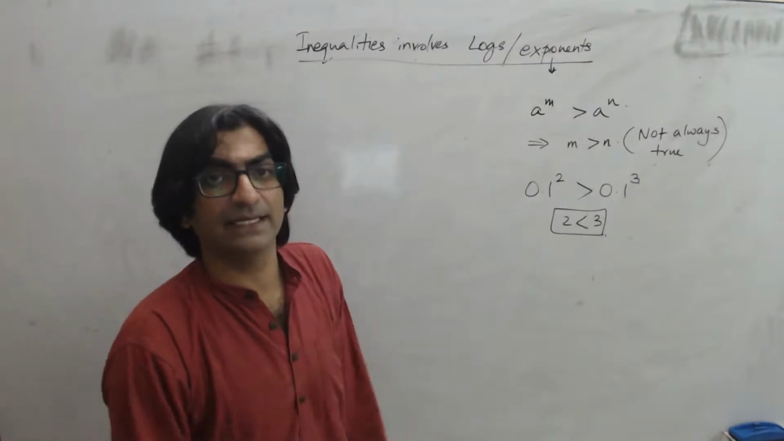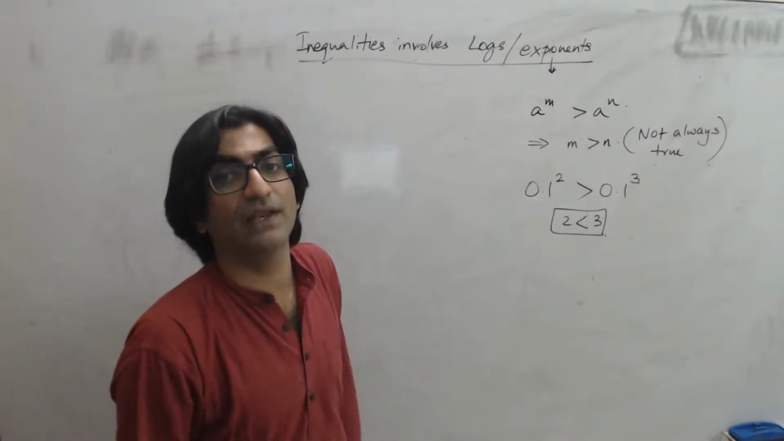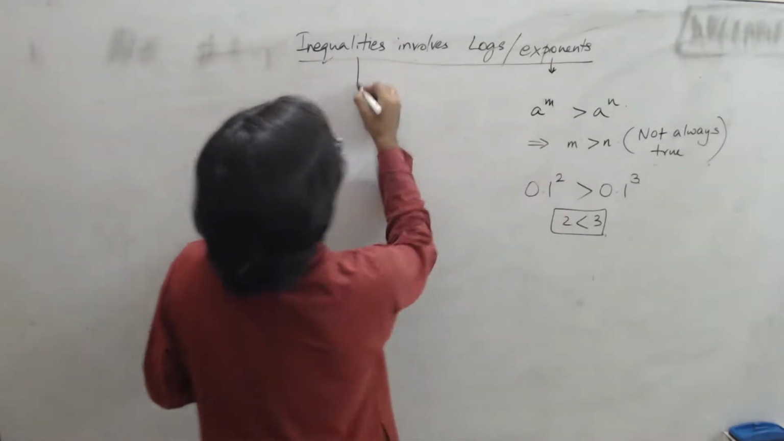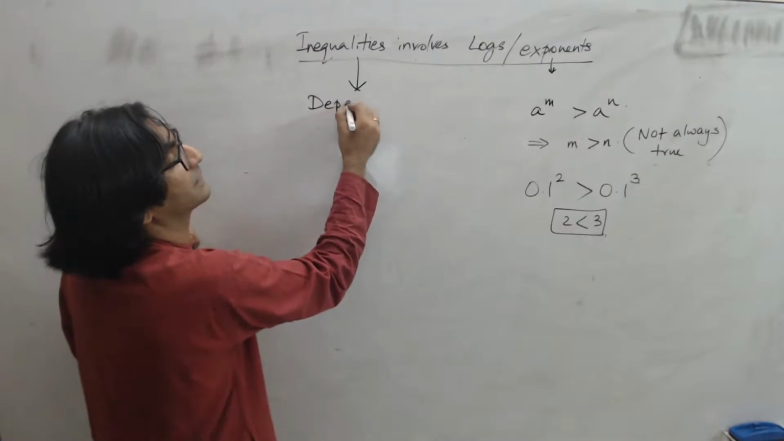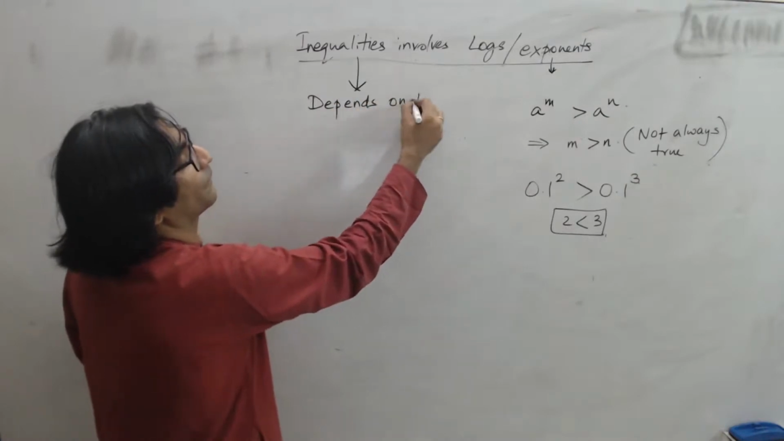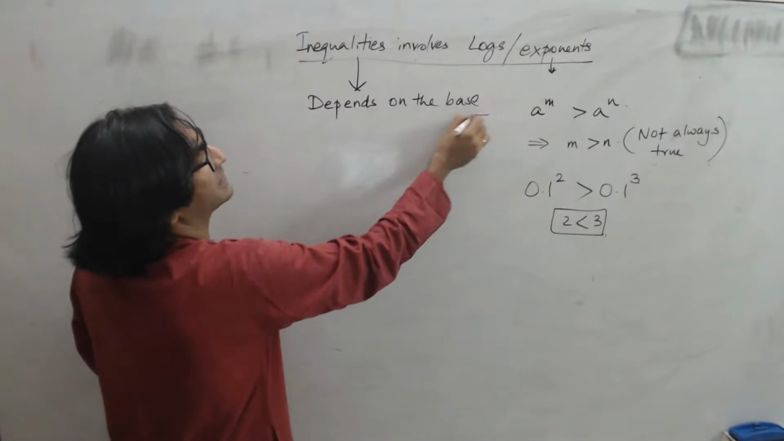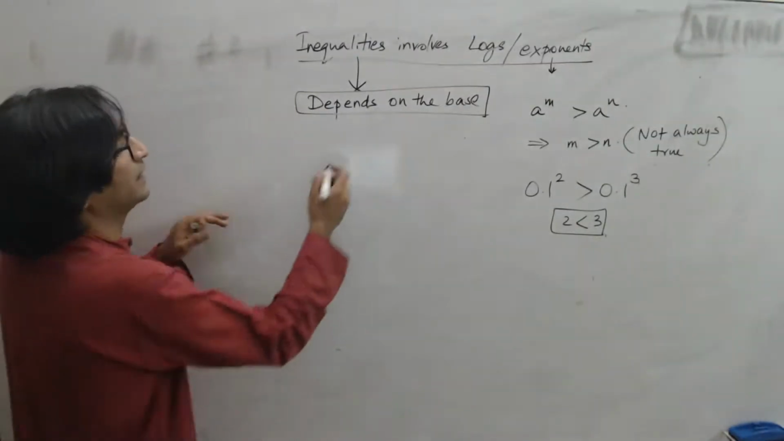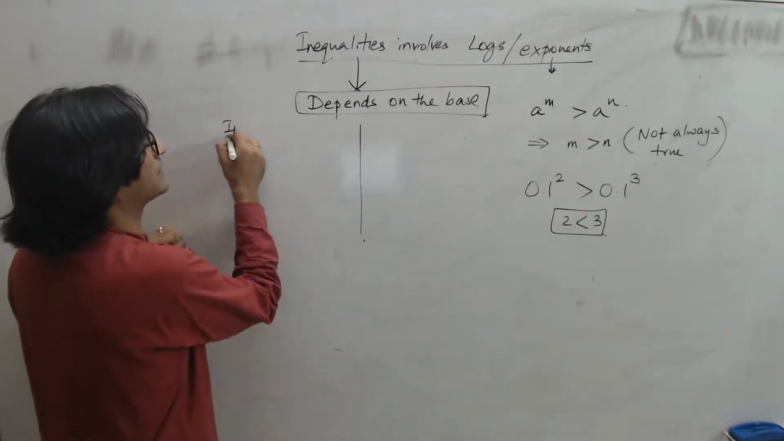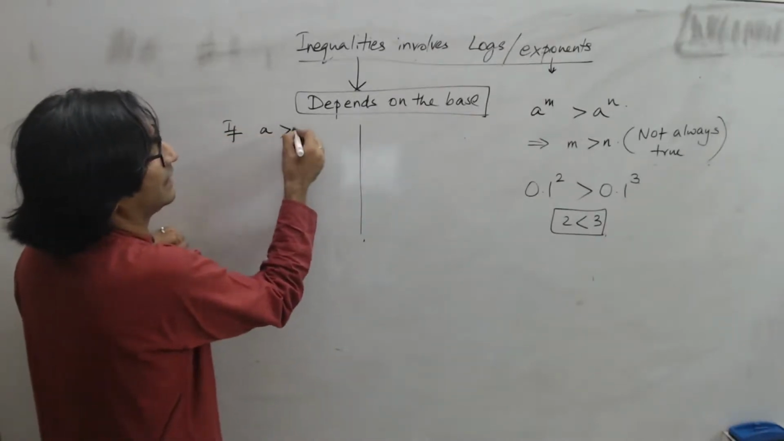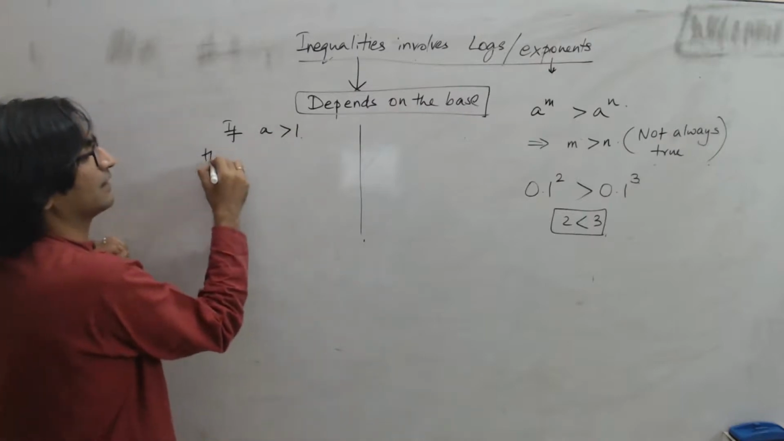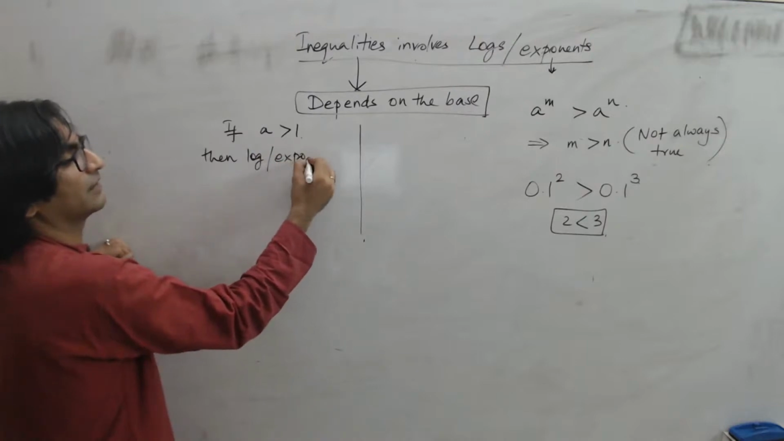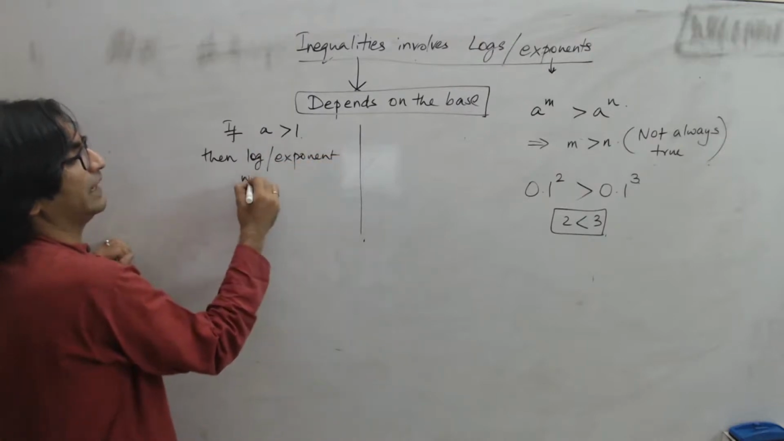So the point I'm trying to drive at is that when you're dealing with inequalities, it depends on the base. The value of the base is important. You need to account for the base. How so? Remember that if the base a is greater than 1, then whether it's a log or an exponent, it will be an increasing function.